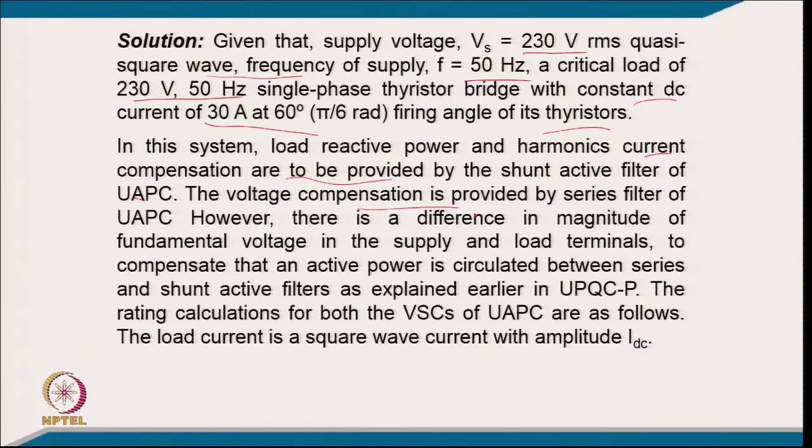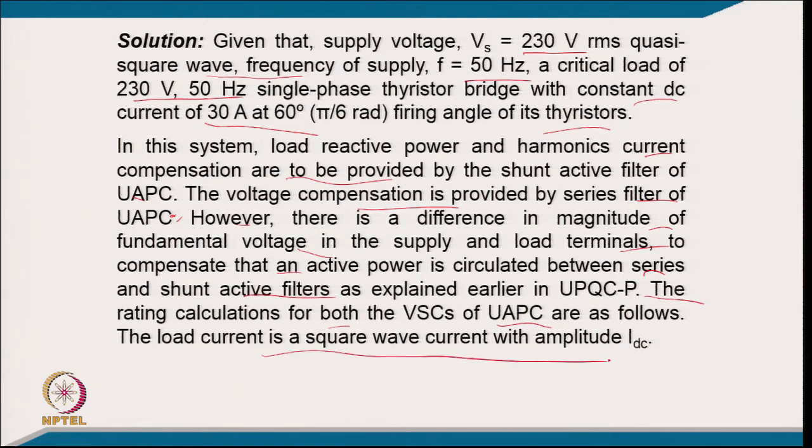The voltage compensation is provided by the series active filter. However, there is a difference in the magnitude of the fundamental voltage in the supply and the load terminal. To compensate for that, an active power is circulated between the series and shunt active filter, as explained earlier. The rating calculation for both VSCs (voltage source converters) of the universal active power conditioner is as follows.